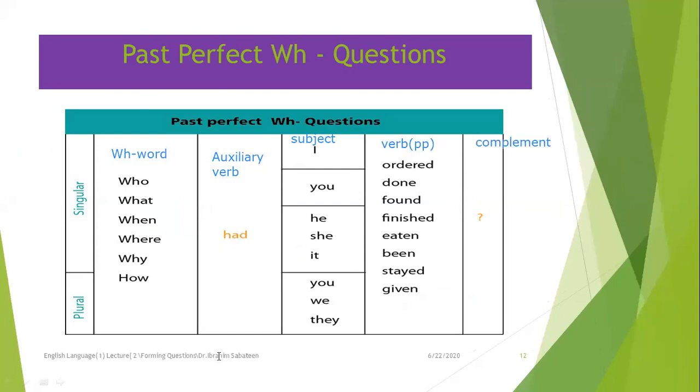Okay. ناخذ مثال هنا. Look here: they had studied in the USA, sorry. In the USA. Okay.